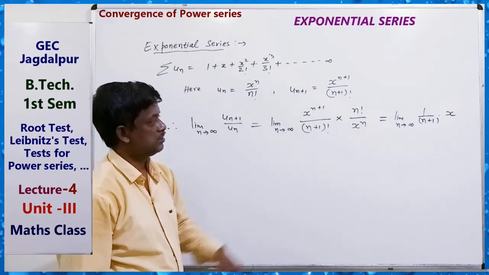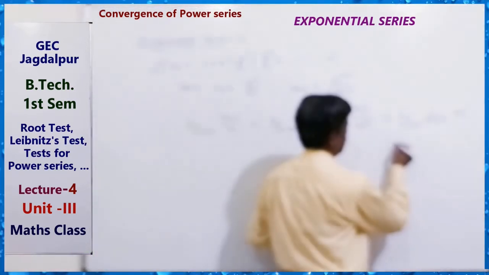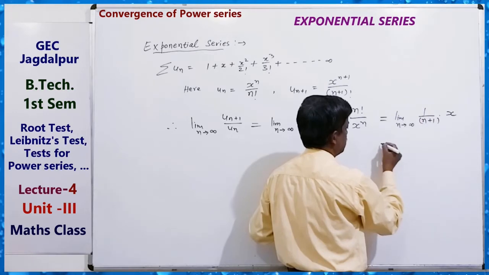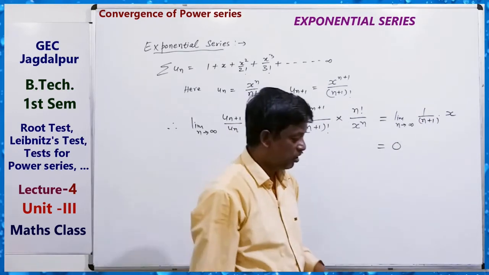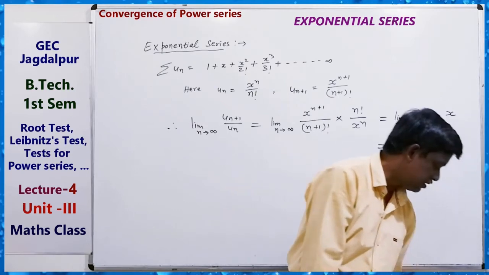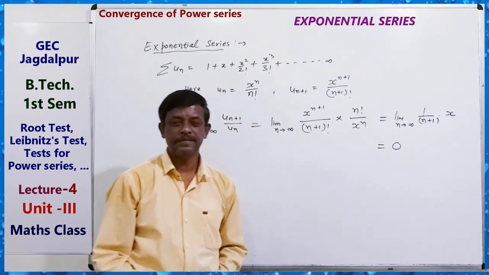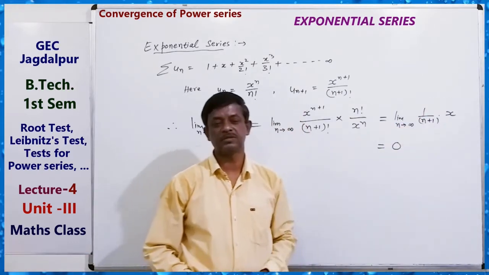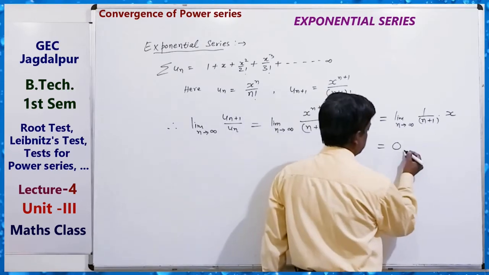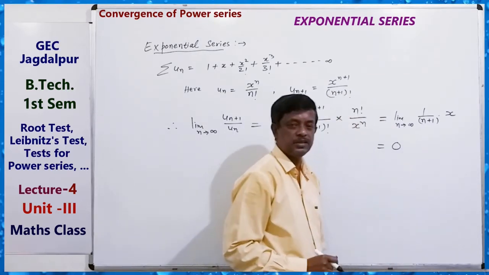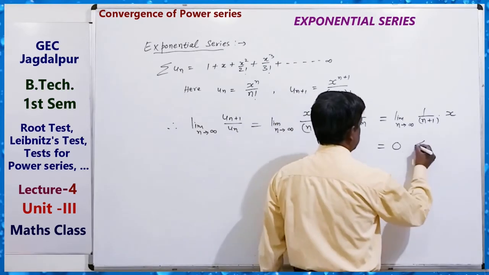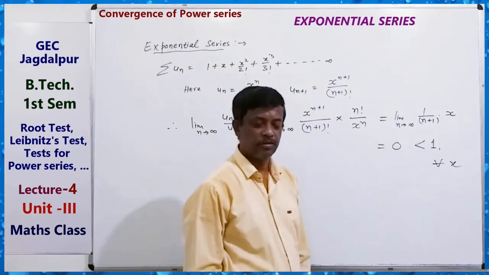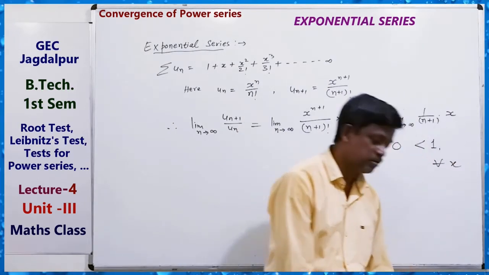Okay, so this is what? Its limit is 0 for all x. Clear? As n tends to infinity, 1 upon n+1 tends to 0. So this is 0 into x, x may be anything, so this is 0. And 0 is less than 1 for all x. That means it converges for all values of x.